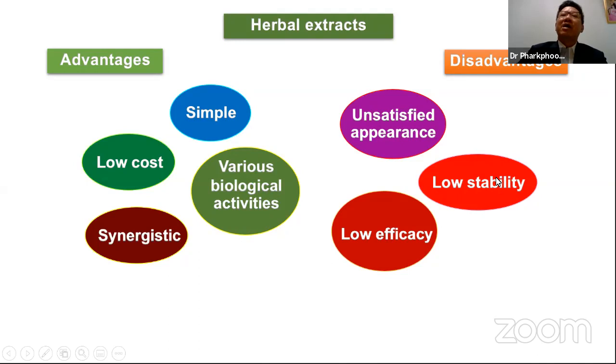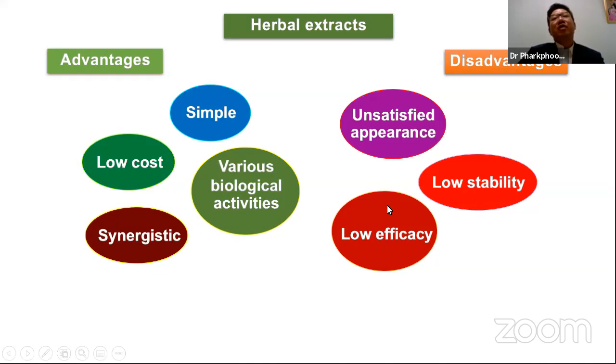And most of the crude extracts have low stability, because you know that most medicinal plants contain phenolic compounds. And phenolic compounds are usually oxidized by high temperature, or the air, or the environmental condition. So if some of the compounds have been decomposed, it has an effect on the whole stability of the extract.